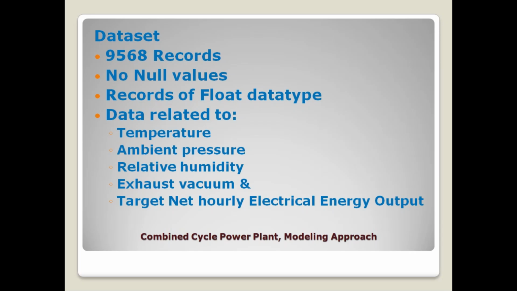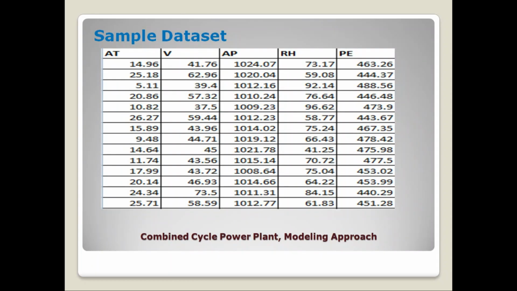We have been provided a data set of nearly 9,568 hourly average ambient environment readings from the sensors at the power plant for modeling. Our data set does not have any null values. The values are of floating data type, and the data is related to ambient temperature, ambient pressure, relative humidity, exhaust vacuum, and target net hourly electrical energy output.